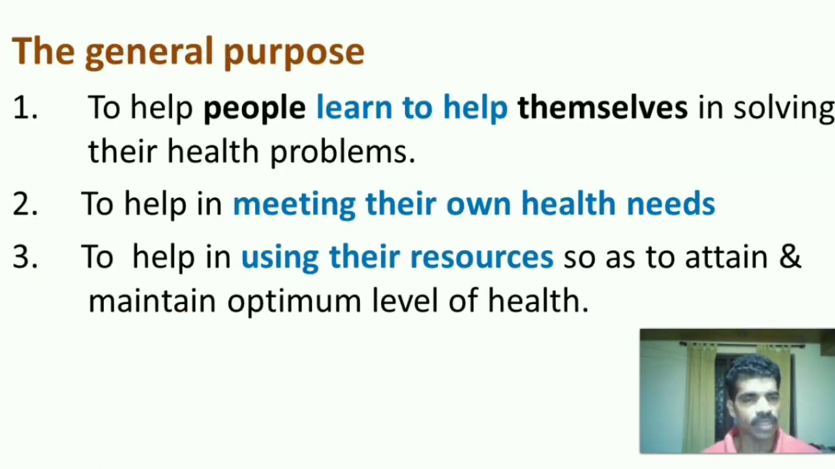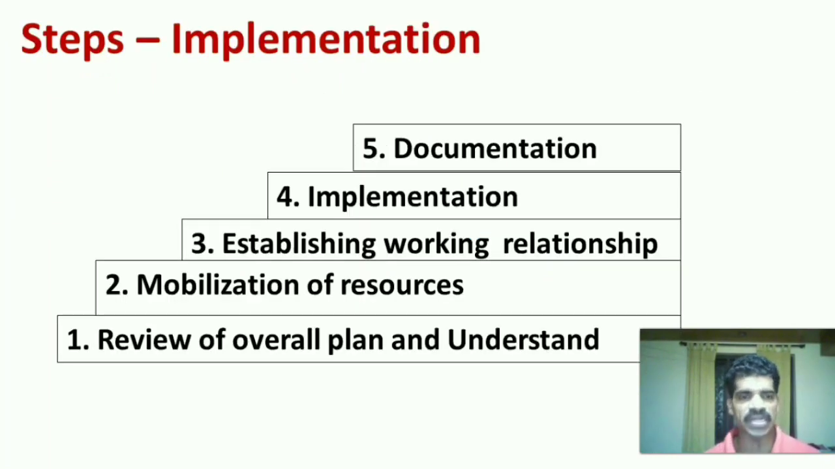of community health. The purpose of implementation is to help the people learn to help themselves in solving their own health problems. The second purpose is to help in meeting their own health needs. The third purpose is to help in using their own resources, so as to attain and maintain optimum level of health. The steps of implementation. There are mainly 5 steps in implementation.